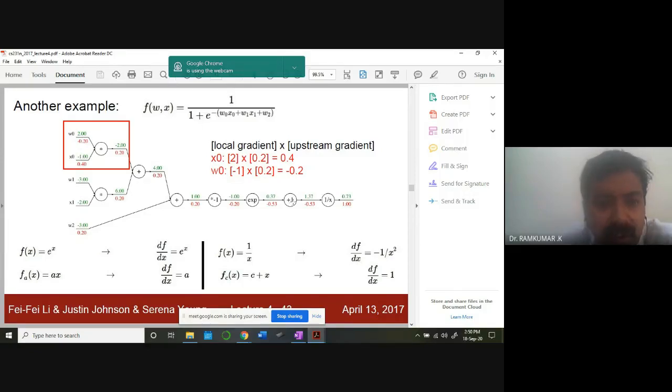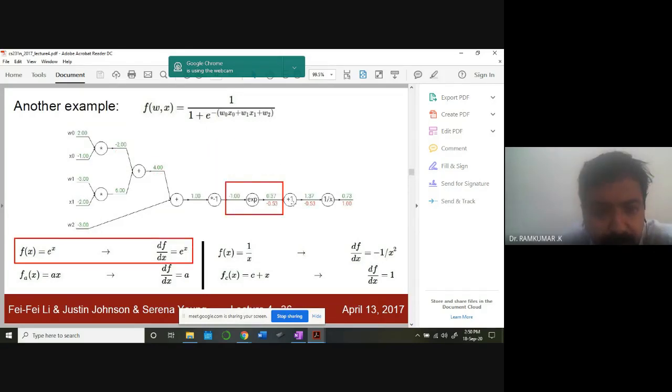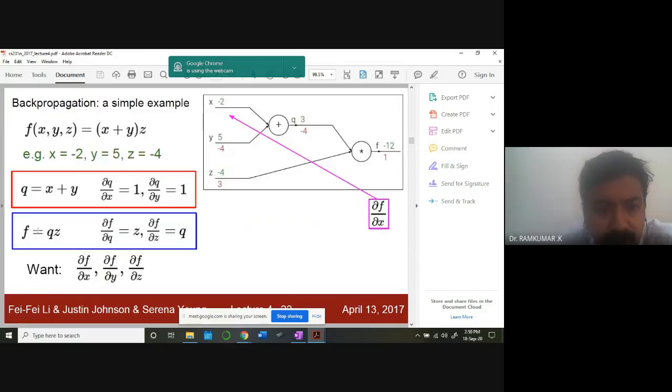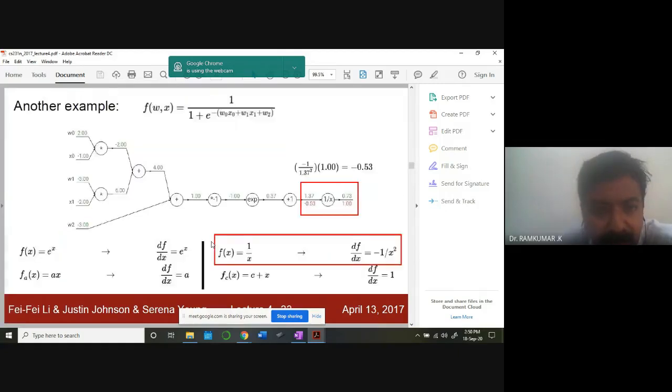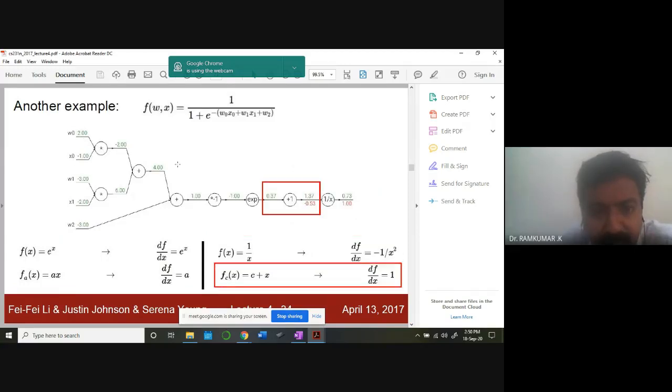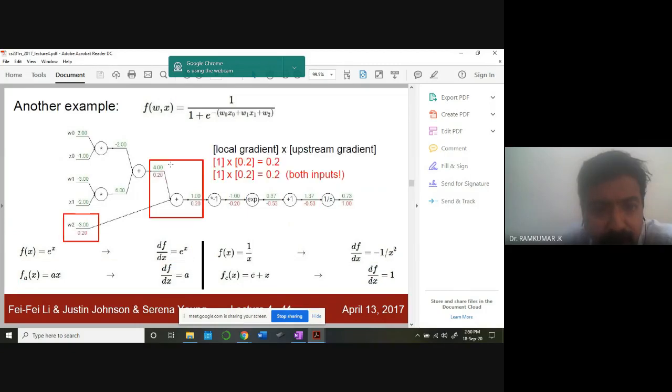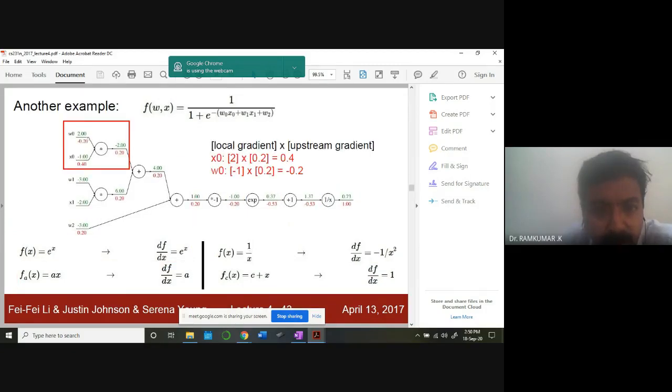When we worked out the addition and the product, in fact, we did something like that. See here, when you did the product, ∂f by ∂q equal to z, ∂f by ∂z equal to q. So then you did this. Okay, remember z and q. The same manner here. There is a product here. ∂f by ∂x0 is equal to w0 you are going to get. For this one you are going to get 2 into 0.2 for x0. It is 2 into 0.2, and this one is going to be minus 1 into 0.2.